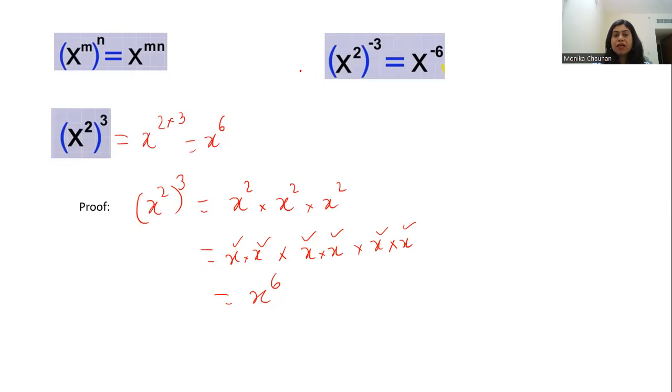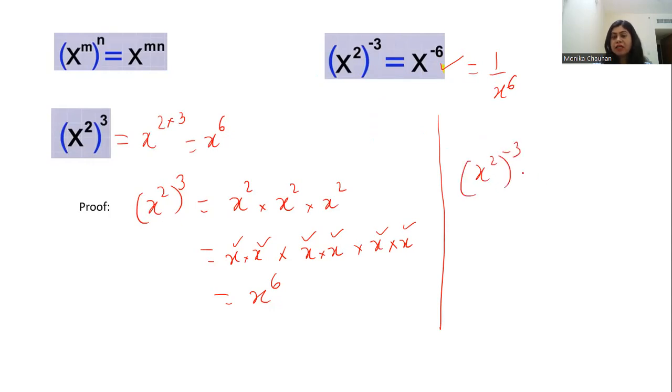Now, similarly, if you have x raised to the power 2, all raised to the power minus 3, your answer is x raised to the power minus 6 as per the power of a power rule. But how do we make it a positive one? You can write the reciprocal of it. That's the answer. If you want to know the proof, look here.